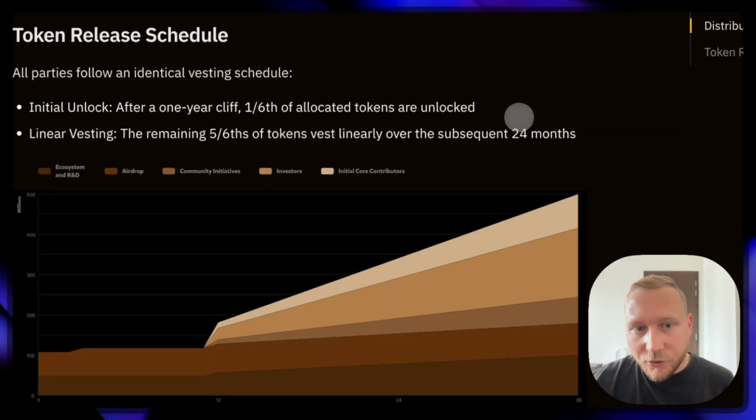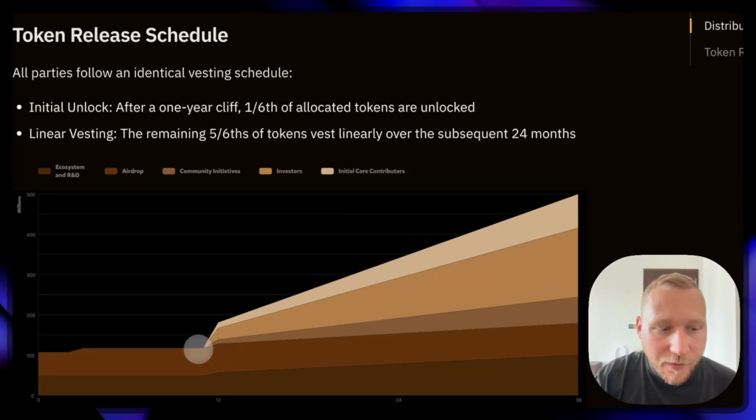Here is the token release schedule, which is very common in crypto. For the first year after TGE, there's a very flat emission or distribution schedule. And then after the first-year cliff is when a lot of tokens start unlocking.